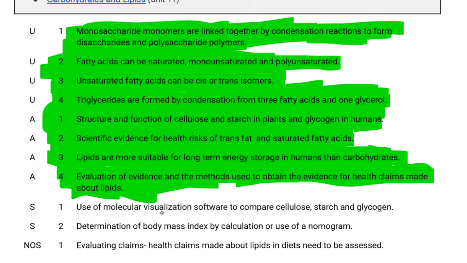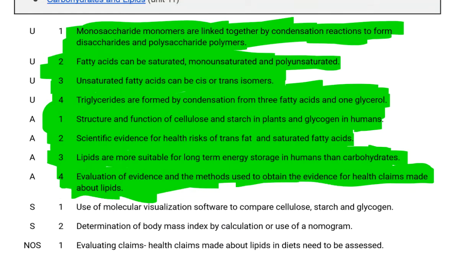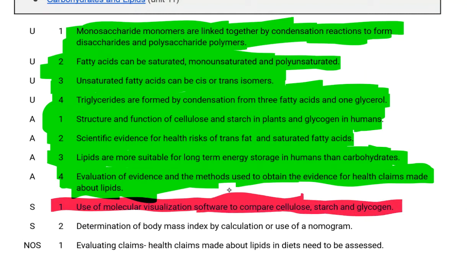Use of molecular visualization software to compare cellulose, starch, and glycogen. So this is all to do with branching. So cellulose, starch, and glycogen have different levels of branching and different types of branching. So you might need to know that. That's quite difficult, actually. I would say that this topic I might color in red because many people don't go over this topic enough or in detail.